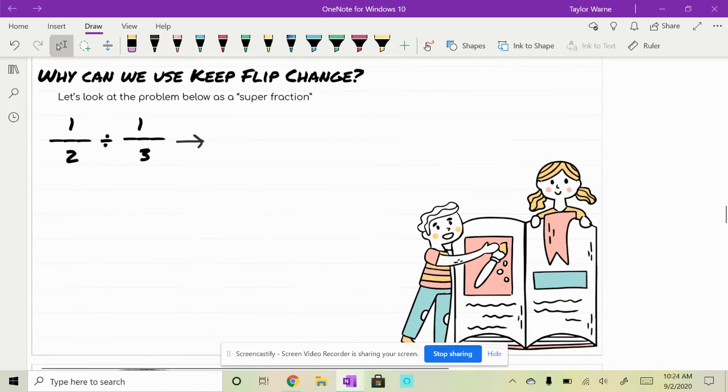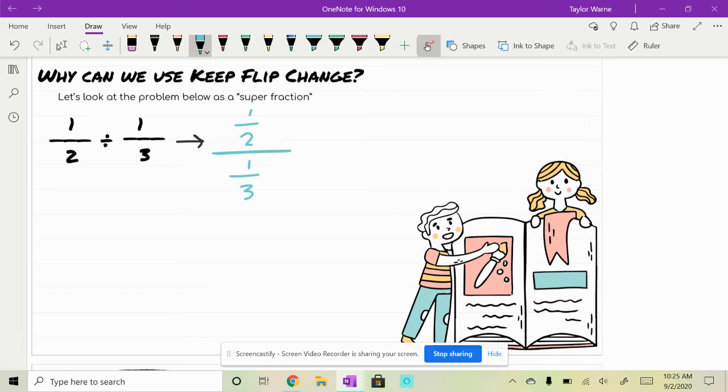All right. Now let's discuss why we can use this keep, flip, change. Why does it work? What's important about it? So we have this problem, 1 divided by 2 divided by 1 divided by 3. So rather than looking at these as side-by-side fractions, I'm actually going to show them to you as a superfraction, we'll call it. So we have 1 divided by 2 divided by 1 divided by 3.